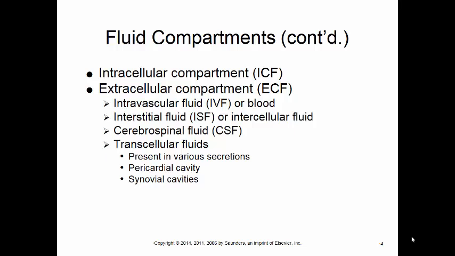We also have the cerebrospinal fluid, which is inside the ventricles of the brain and also surrounds the spinal canal. Then there are transcellular fluids that are not in the other categories, like the synovial fluid in the cavities of our joints, the fluid around the heart, and the serous fluid in the abdominal pelvic region.